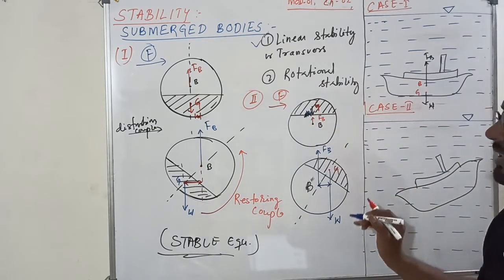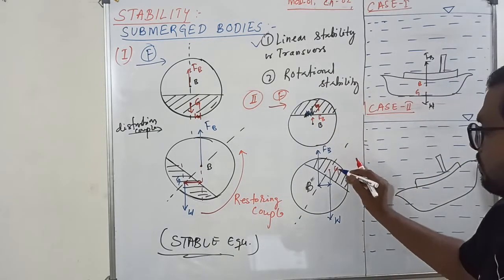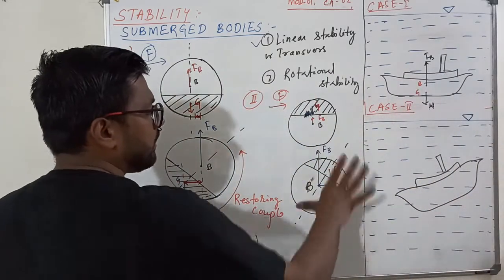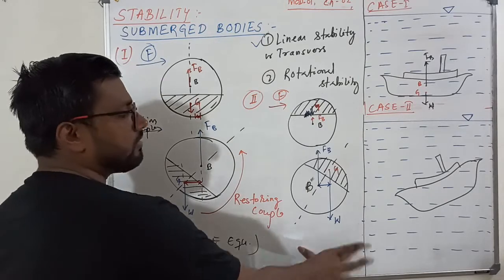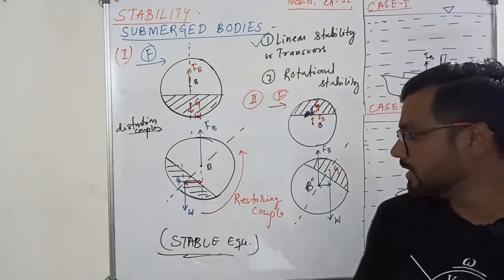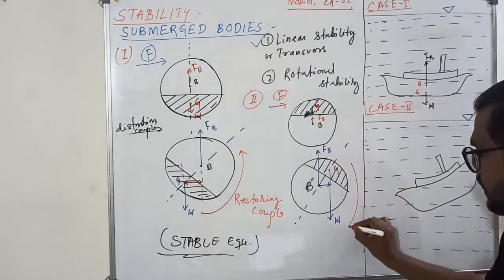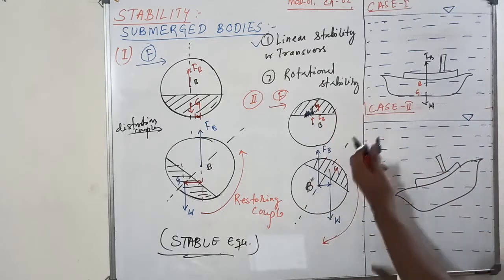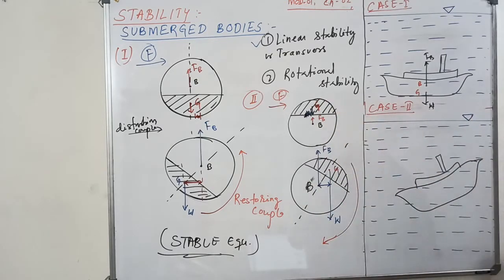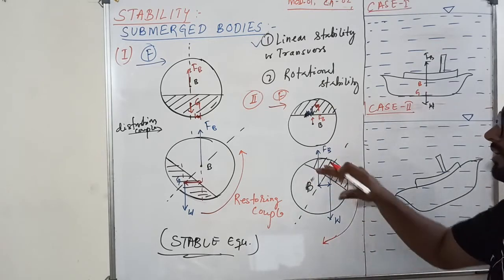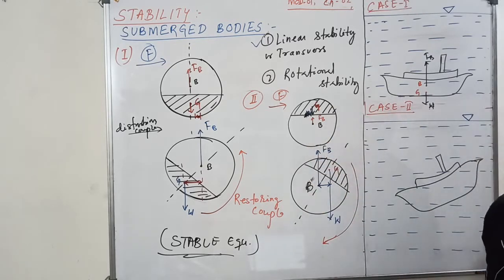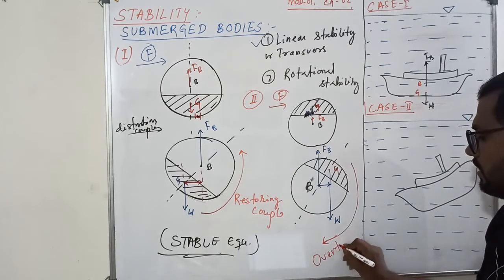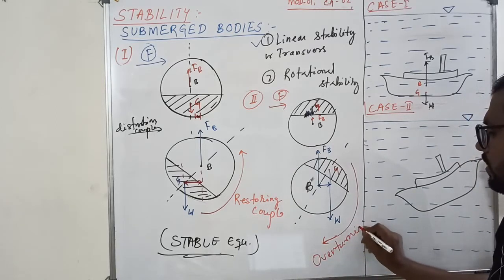So what will this couple do? Which side is W? W is downward, FB is upward. Try it, it is clockwise. So this couple is disturbing the equilibrium position; it will completely tilt it and sink it. Hence we call it an overturning couple.